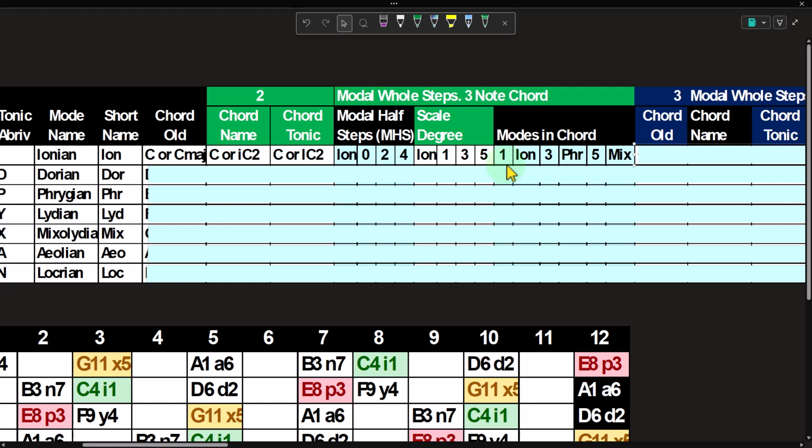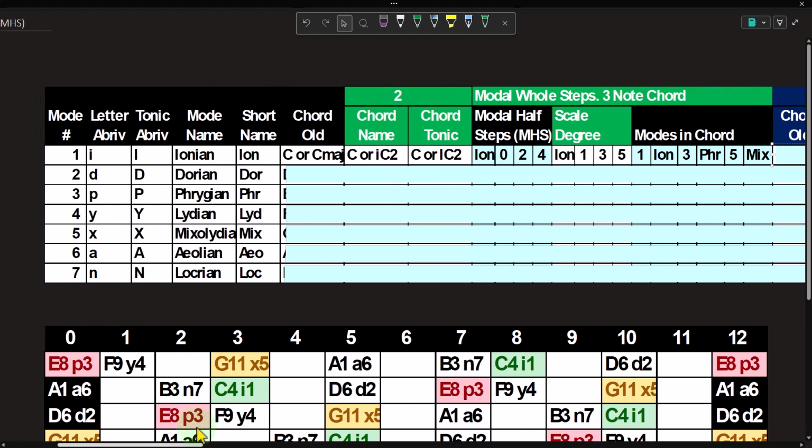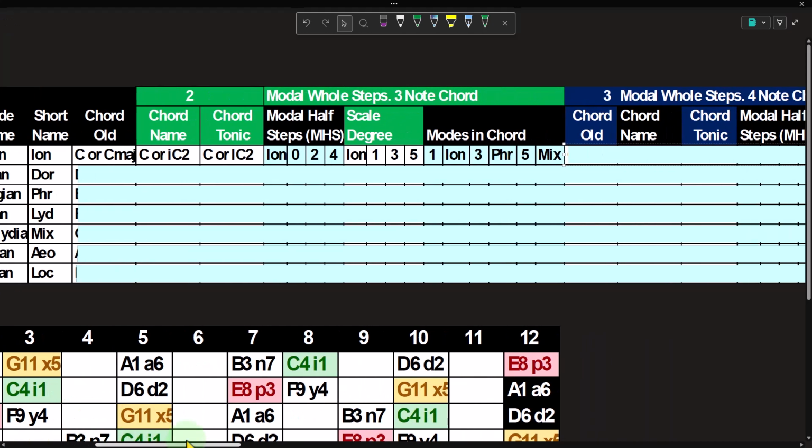Right? If you're starting on the Ionian, that is the 1 in our Nashville music system. So if I start on the 1 and then I go up 2 modal whole steps, I get to the 3, 2 modal whole steps, I get to the 5. So from a Nashville number system, I could still call it a 1, 3, 5, but that just happens to be because the Ionian has the 1. It'll be different once we get to the other modes.